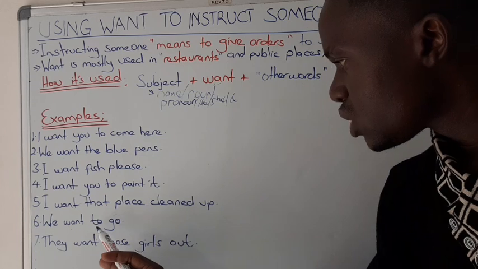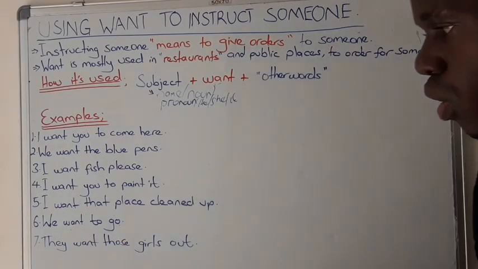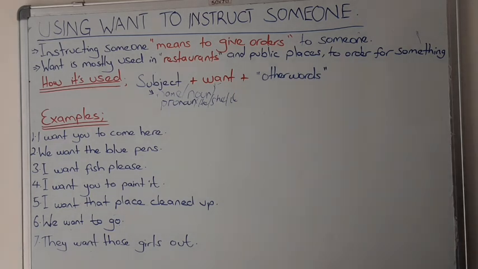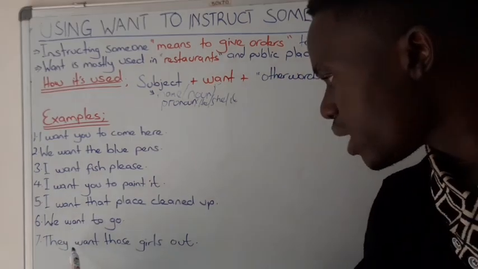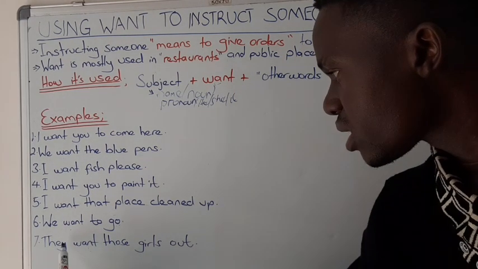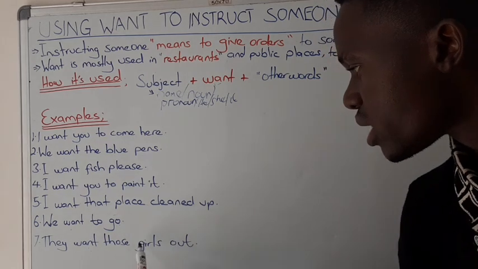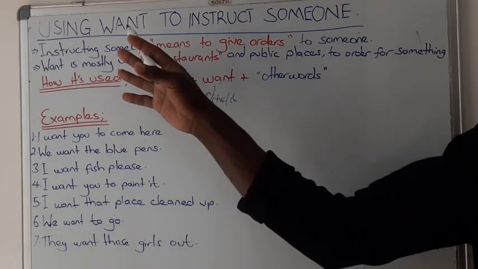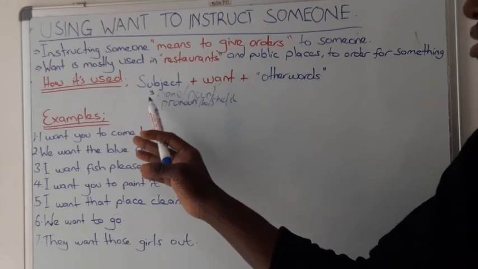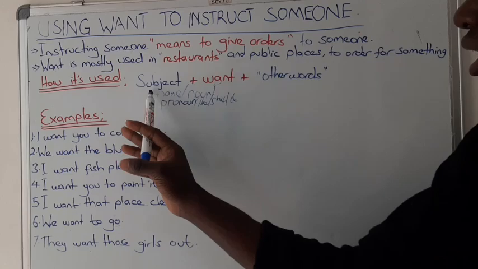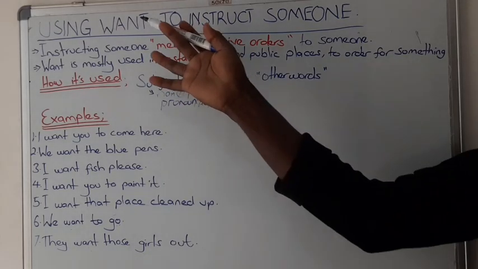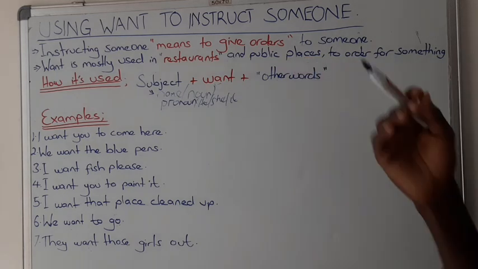We want to go. They want those girls out. You want those girls to get out of the house. So we say they want, they is the subject, want those girls out. That is how we use want when we are instructing or when we want to give orders. To note, when we are to use want, you use the subject first. You start with the subject, followed by want and other words. Okay, that is how we use want to instruct someone or to give orders.